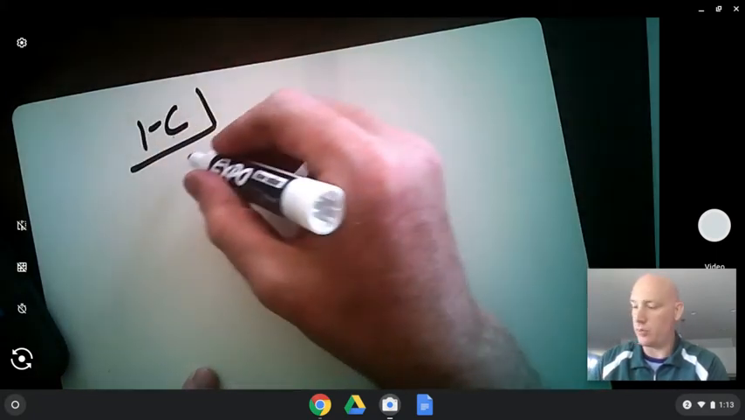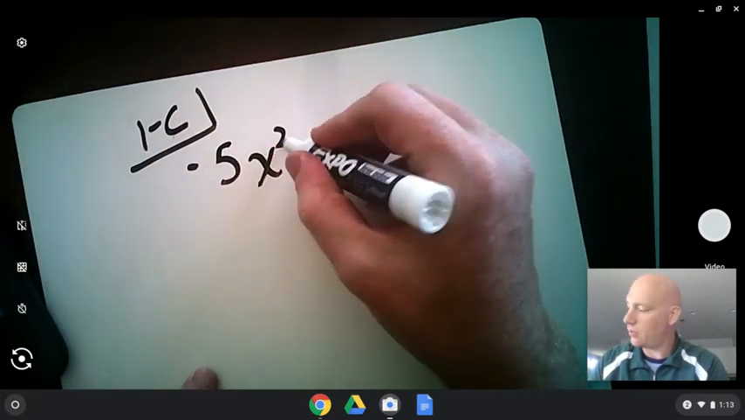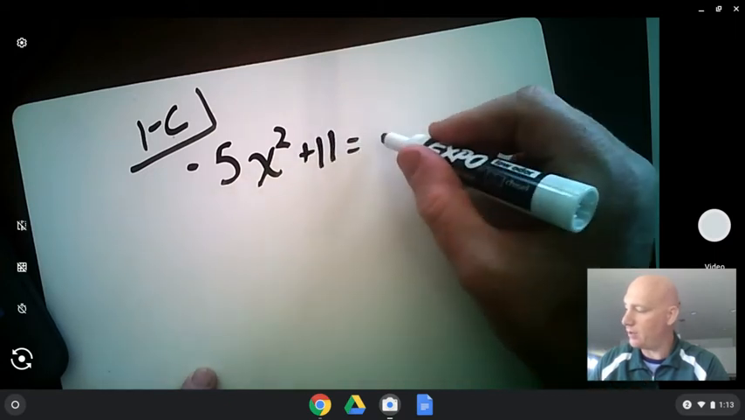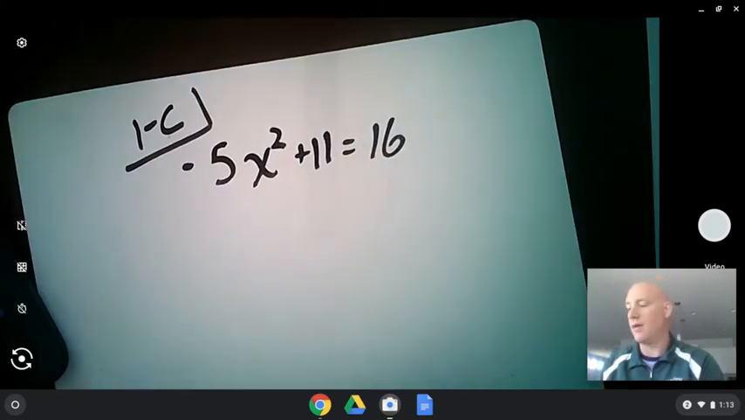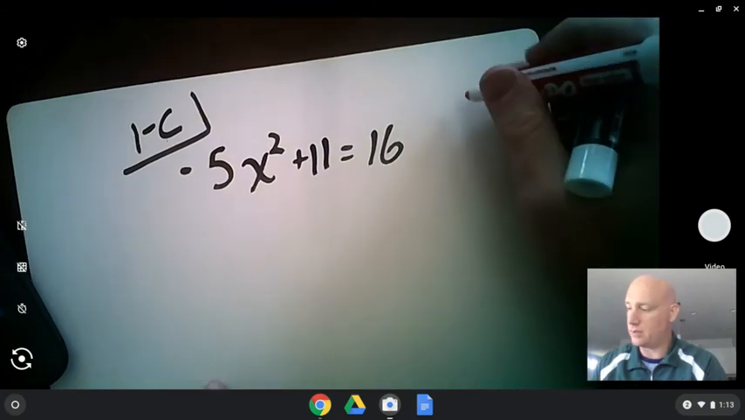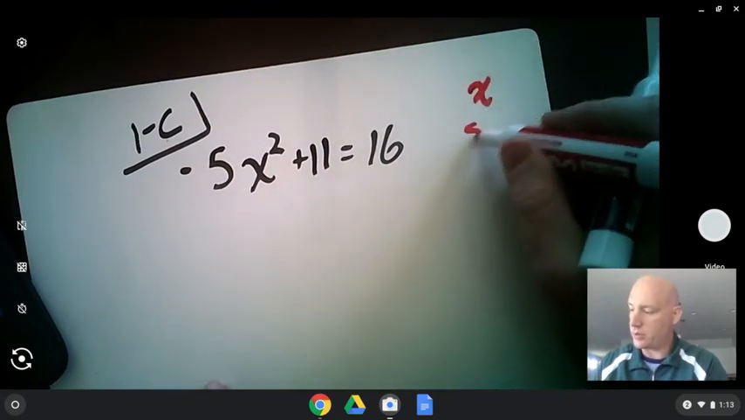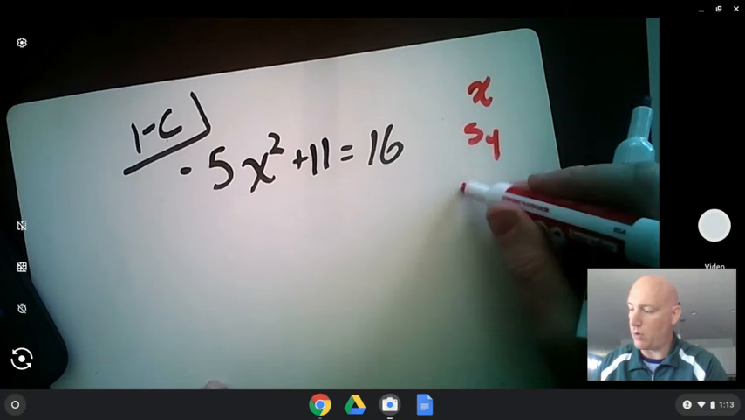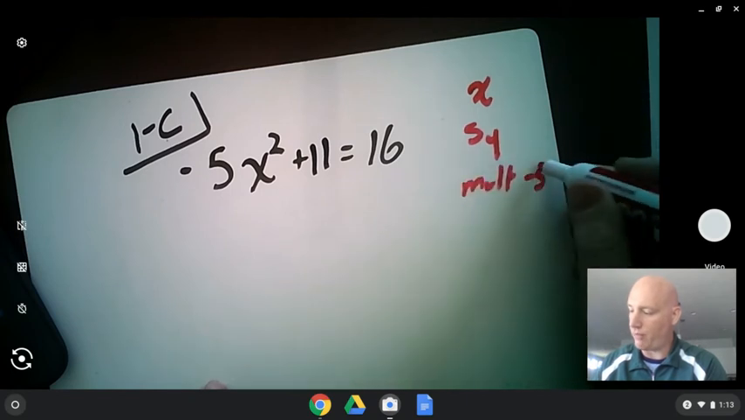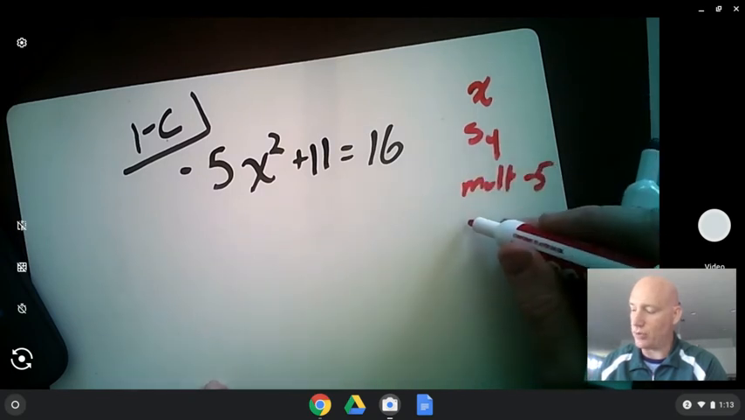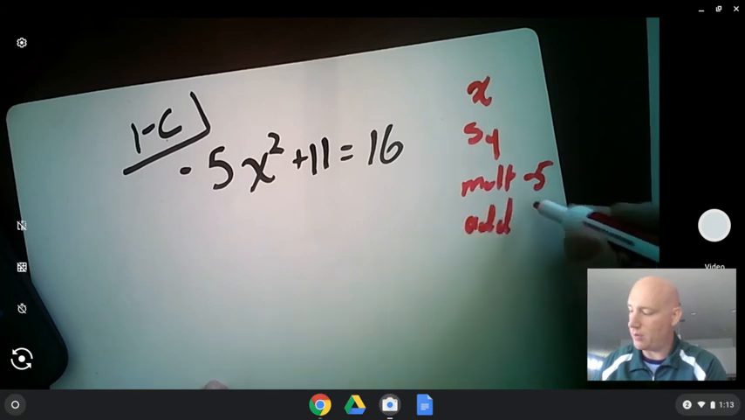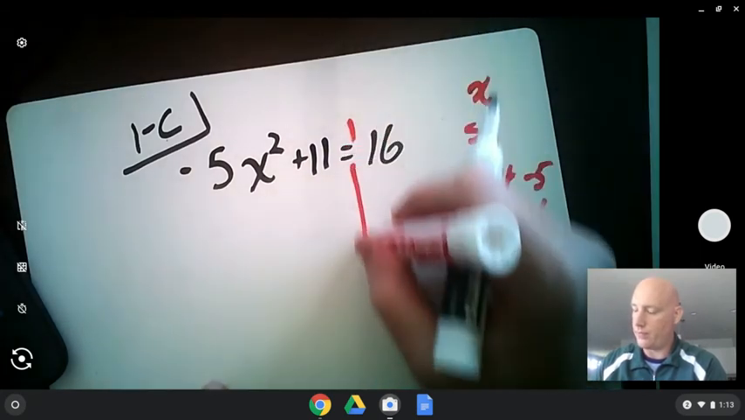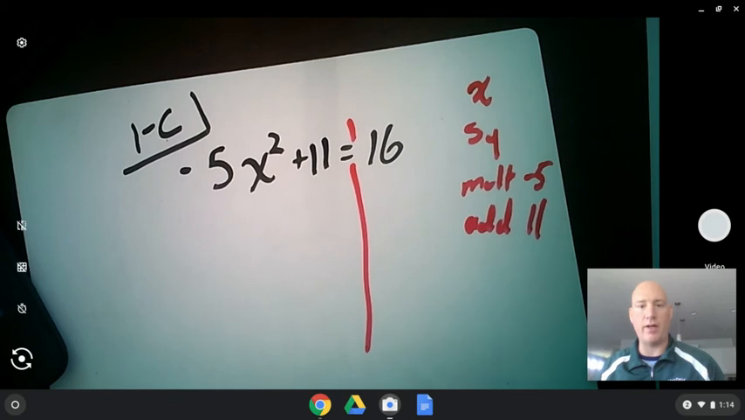Okay, so we are at negative 5x squared plus 11 equals 16. And this we know we can solve using square roots because all we have is something squared. We don't have anything extra. And on this side, I'm going to write: first it was x, then it was squared, then it was multiplied by negative 5, and then they increased it, or added to it, 11. With all that being said, now we're ready to go solve.